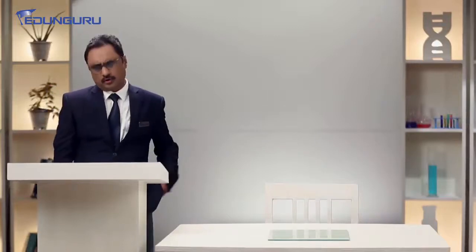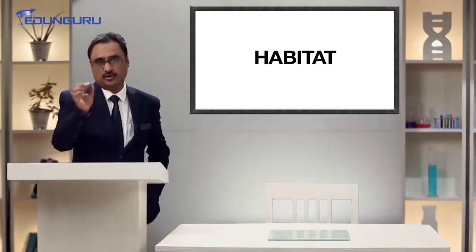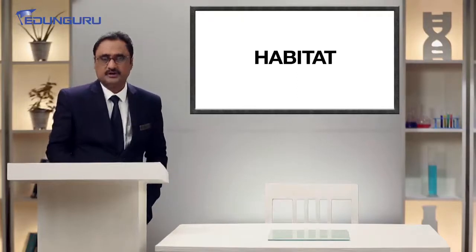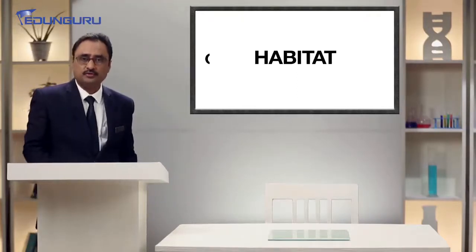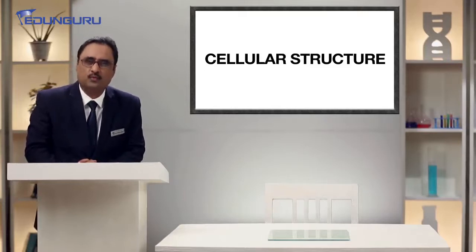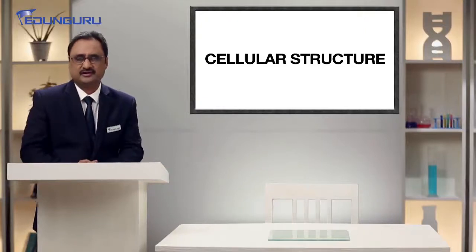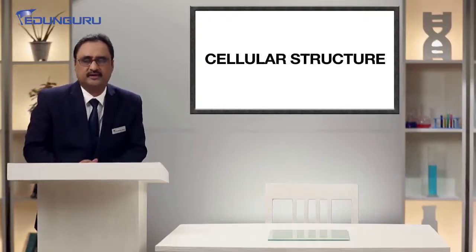Let me tell you the way in which all these groups need to be read. Whenever we talk about a species, we need to talk about the habitat first, where that particular species exists. The second thing we should talk about is the cellular structure. What is the cell structure? What is the cell wall? Second, is there any specific thing that is present inside the cell? Then we have to discuss it, okay.